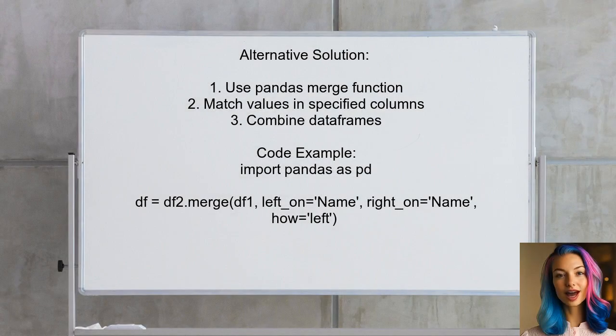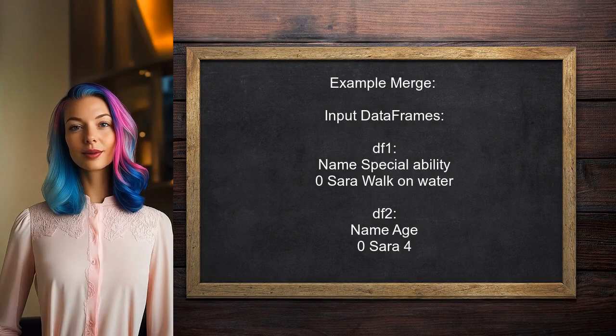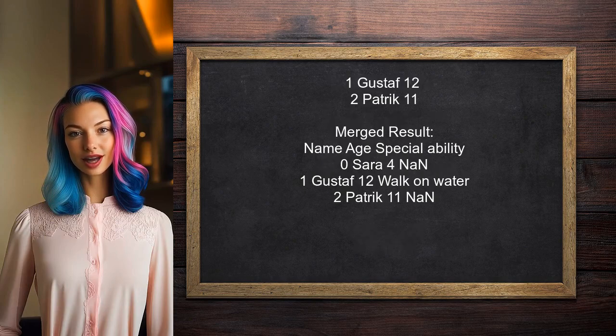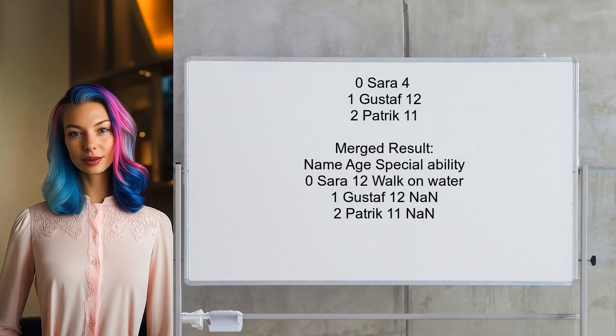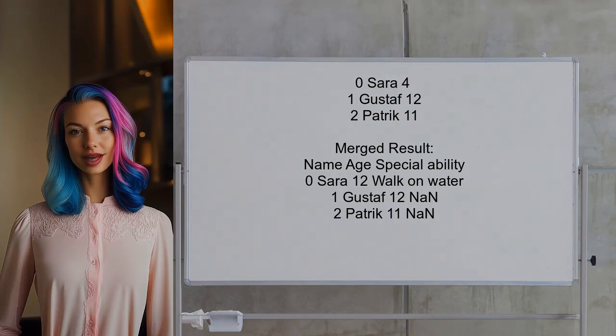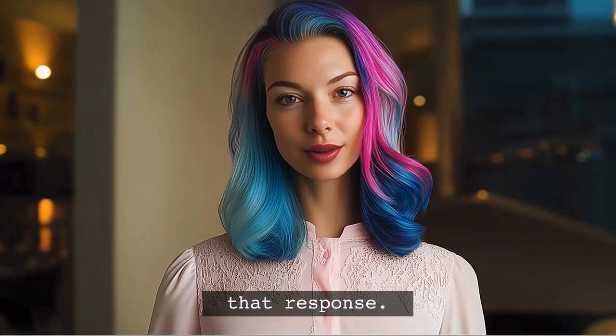An alternative approach shared by another user involves using the merge function in Pandas. This method allows you to combine two data frames based on matching values in specified columns. In this example, the user demonstrates how to merge two data frames, df1 and df2, based on the name column. The result includes all rows from df2 and adds the special ability from df1, where names match. The user also explains that you can merge on multiple columns. In their example, they merge df1 and df2 using both name and age, ensuring that only matching rows are included. That's all for that response.